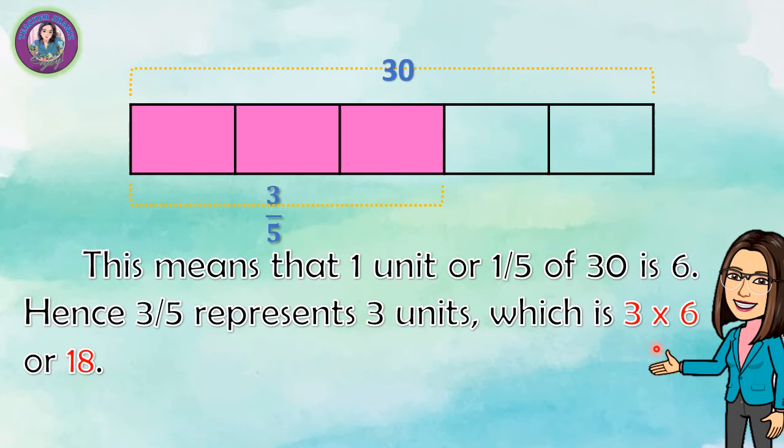How are we able to get 6 as 1 unit? That's right, since we have 30 and there are 5 equal parts, to get 1 unit as 6, we will divide 30 by 5, and that is 6. So if 1 unit is 6, and we are looking for the 3/5 or 3 units, 3 times 6 is 18, or 3/5 of 30 is 18.